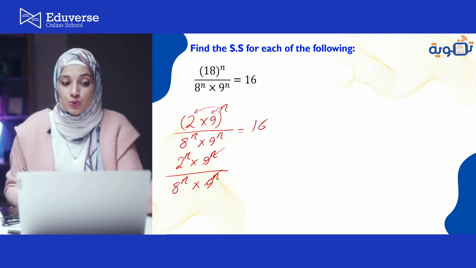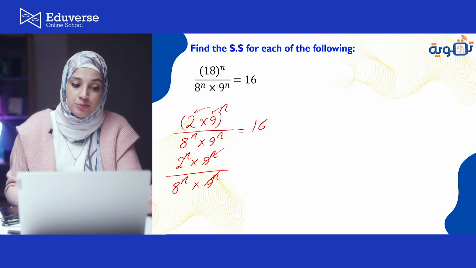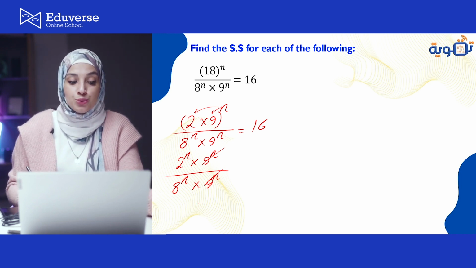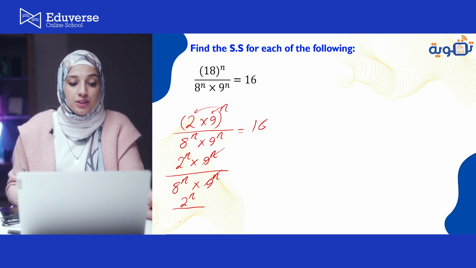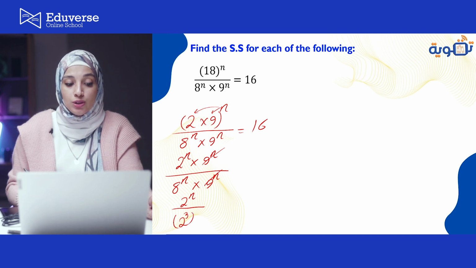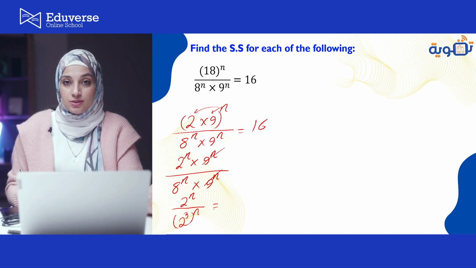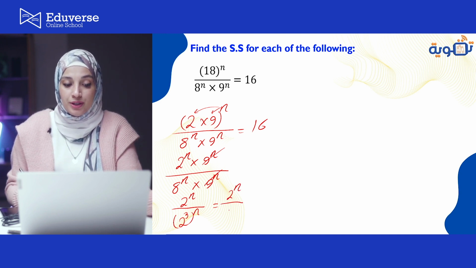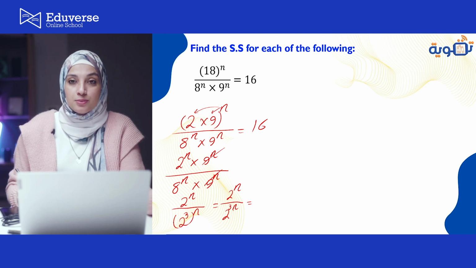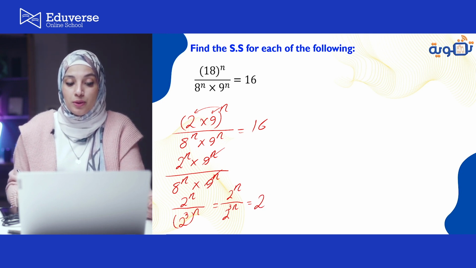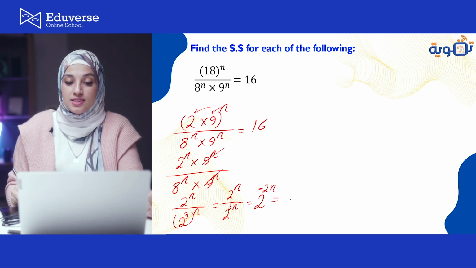Do you remember 8 when we tried to transform it into a number raised to a power? Yes, it was 2 to the power 3. So in the numerator I have 2 to the power n. Down here, I have 2 to the power 3, all to the power n. Don't forget that with a power of a power, the powers will be multiplied. I have 2 to the power n over 2 to the power 3n. In dividing, as you remember, we subtract the powers. So it will be 2 to the power n minus 3n, which is negative 2n, and this equals 16.